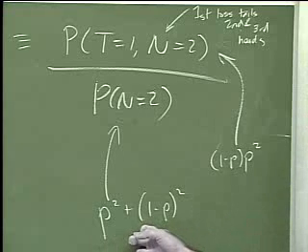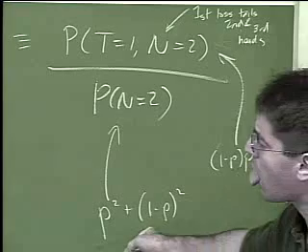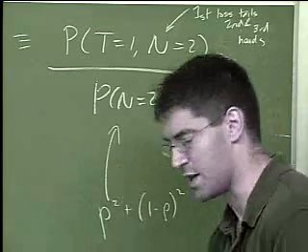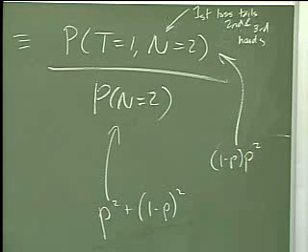Oh wait, N is 2. Sorry, I'm doing T. That's the probability that T is 1. Probability that N is 2. Probability that you get 2 heads.